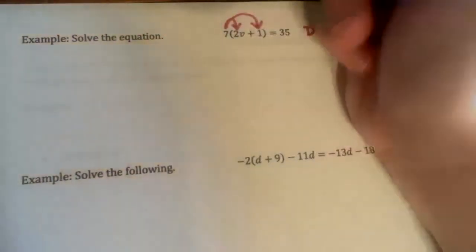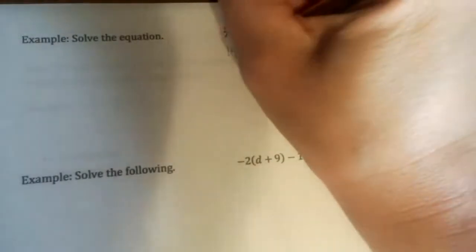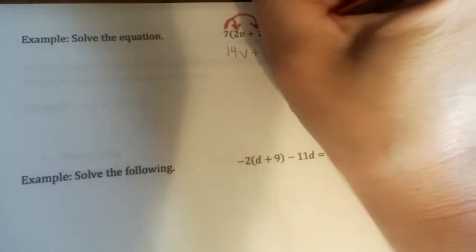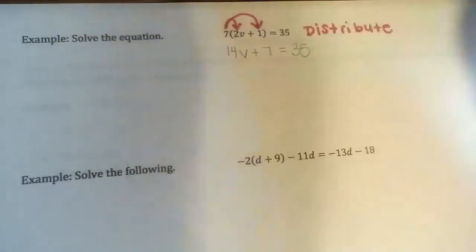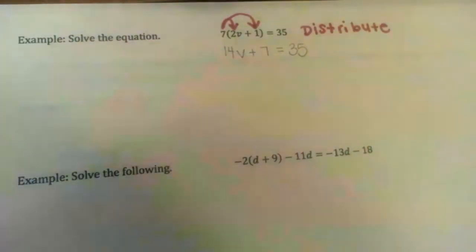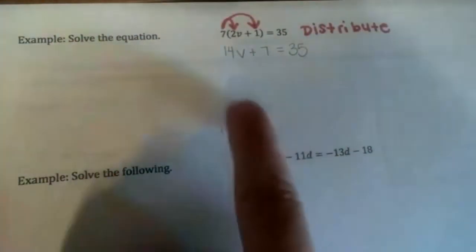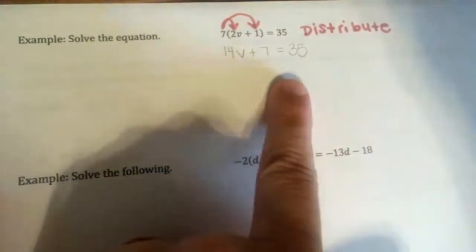So 7 times 2v would leave us with 14v. 7 times 1 would leave us with positive 7 equals 35. So we have 14v plus 7 equals 35. All right, so going back to what we did earlier, going back to our order of operations, we want to get rid of our adding and subtracting first. So let's do it. 14v plus 7 equals 35.